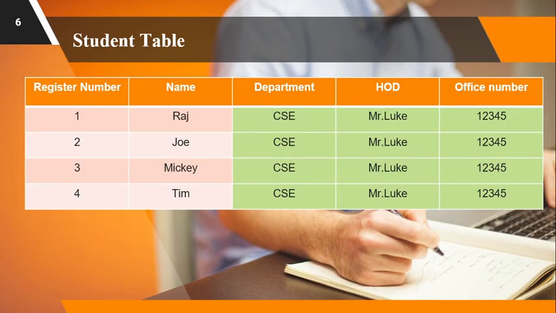Okay, for an example, consider a student table. In this student table, we have the columns register number, name, department, HOD, and office number. Here we have different register numbers like 1, 2, 3, 4, the names Raj, Joe, Mickey, Tim, and the department, HOD, and office number. Department is CSC, HOD Mr. Luke, and office number 12345. All these values remain the same. These values are not changed. So this kind of problem is called redundancy. Okay, data redundancy, repetition of data.